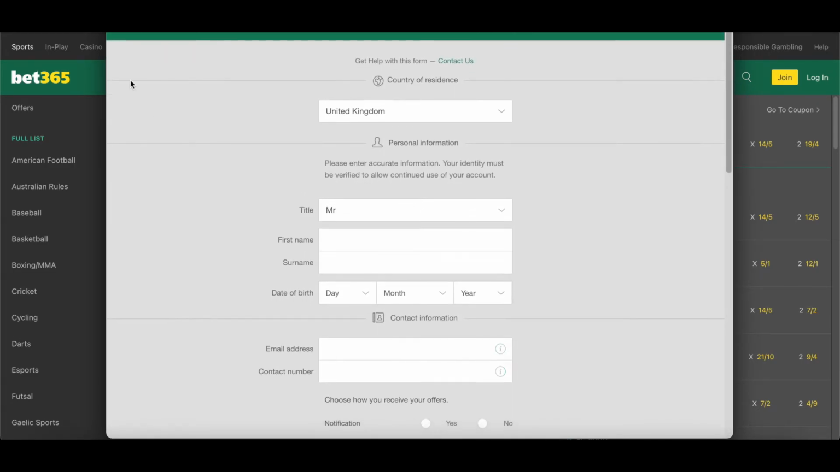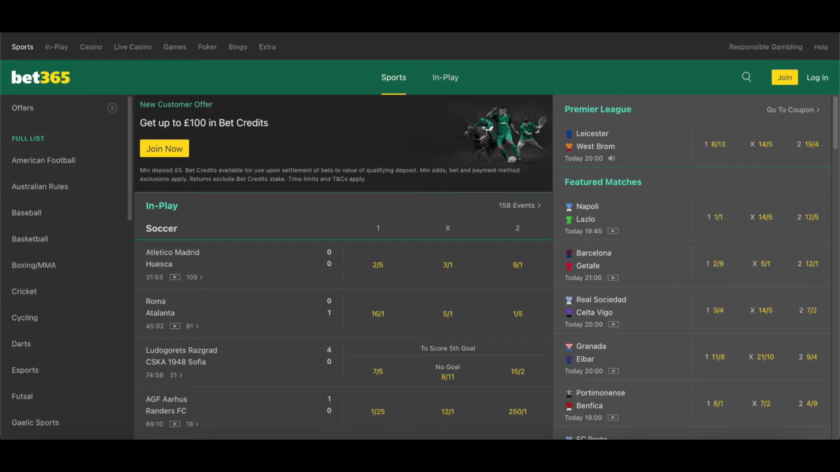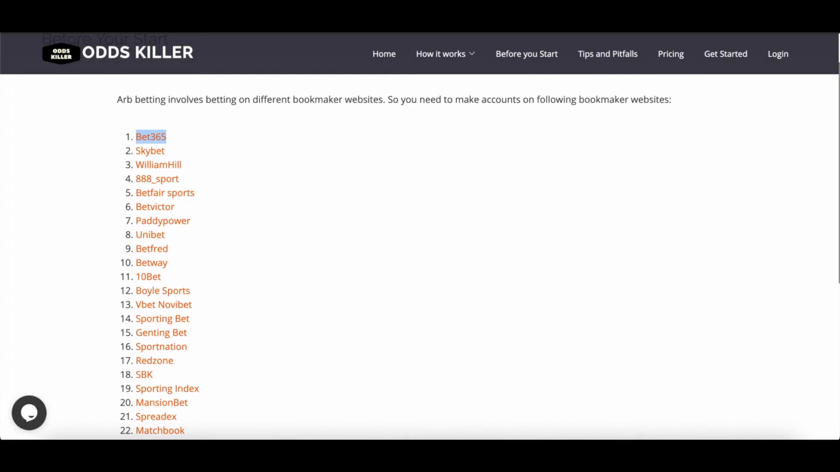then join. Now, one of the important things that you need to take care of is that you need to be a UK citizen to be able to bet on the bookmaker websites in the UK. So these guys are going to contact you and ask for your address and your identity. So you just need to send it over email and your account will be active.